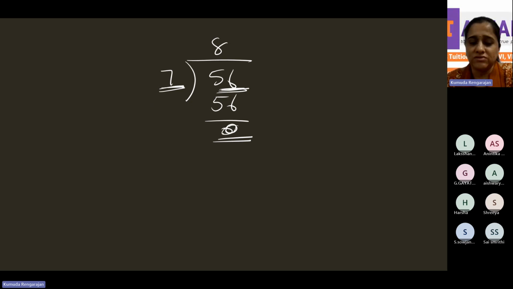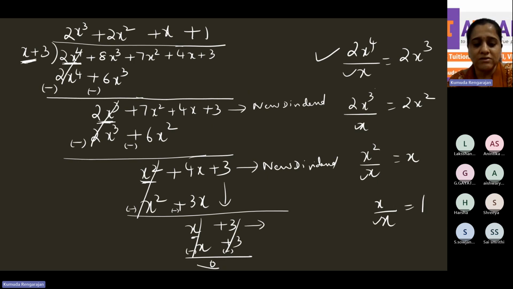Since the remainder on division is 0, we say that 56 is a multiple of 7 or 7 is a factor of 56. Using the same thing here, since the remainder is 0, x plus 3 is a factor of the dividend 2x to the power 4 plus 8x cubed and so on. Or the dividend is a multiple of the divisor x plus 3.